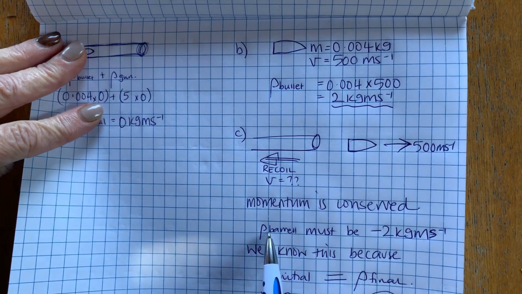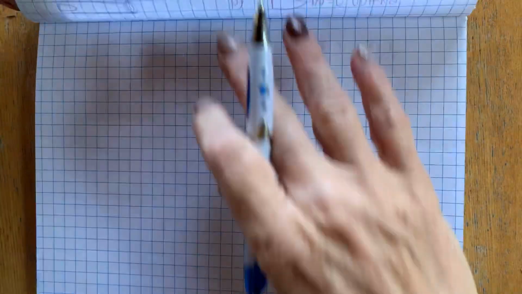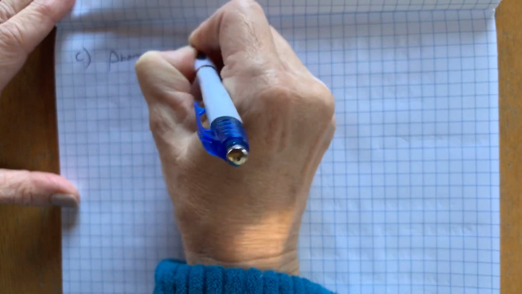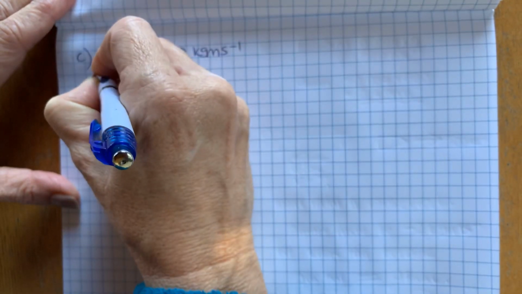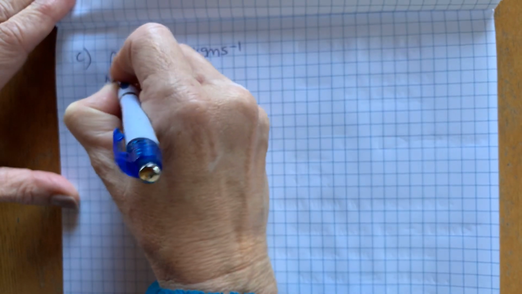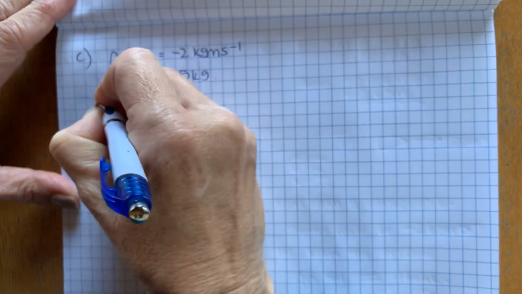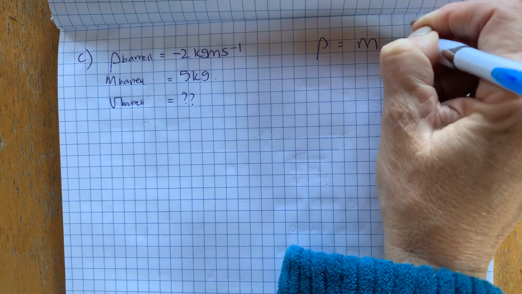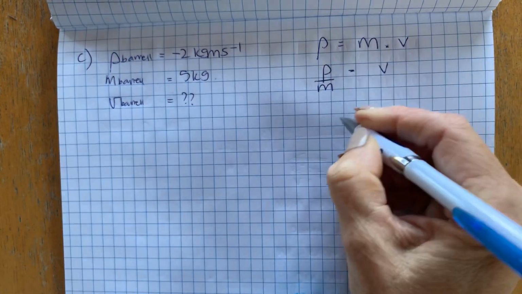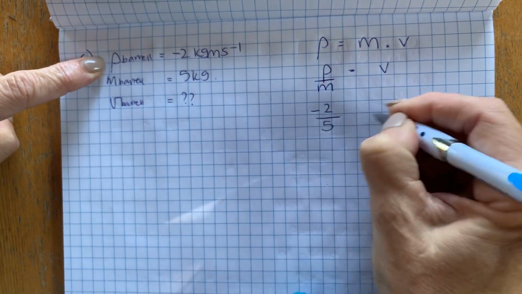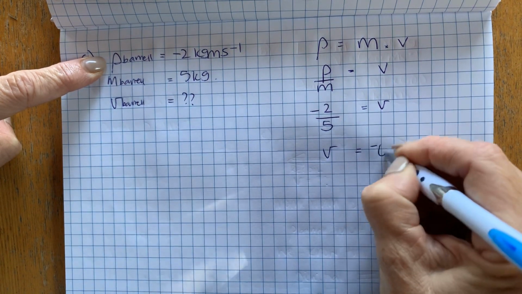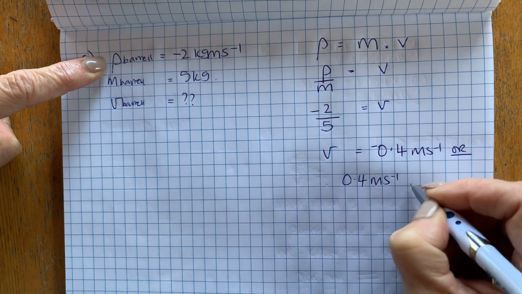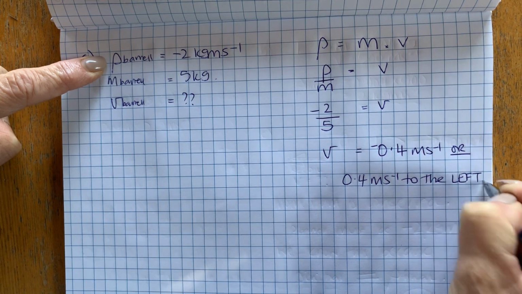So we know that the momentum of the barrel must be negative 2. Now we've got to find the velocity. So the momentum of the barrel is minus 2. The mass of the barrel, we'll just use the whole gun, is 5 kilograms. And we need to find the velocity. So we know that momentum is mass times velocity. So the velocity is going to be the momentum divided by the mass, which is negative 2 divided by 5. So the velocity is minus 0.4 meters per second, or 0.4 meters per second to the left or backwards.